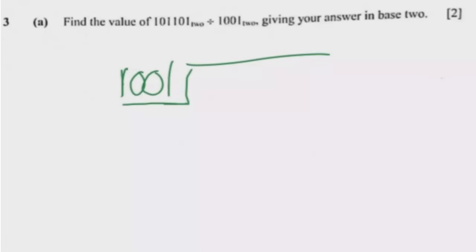Okay, so how do you go about this one? What you need to do is this. First, I'm going to come up with a frame, like that. Then I'm going to write my divisor here, which is 1001. Then the dividend is 101101.